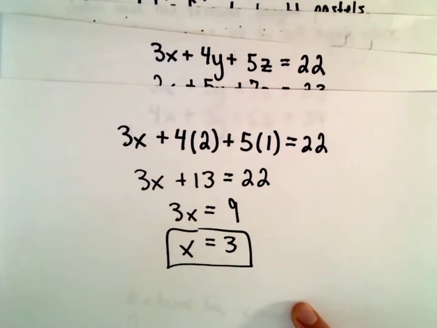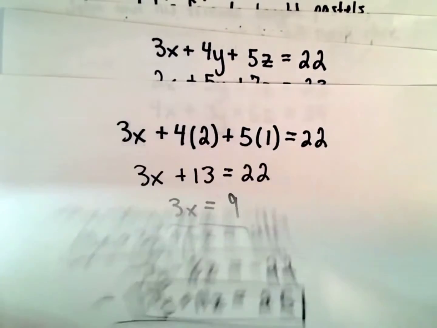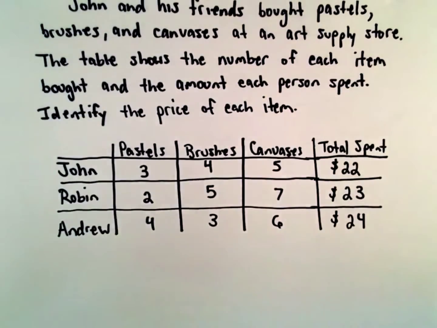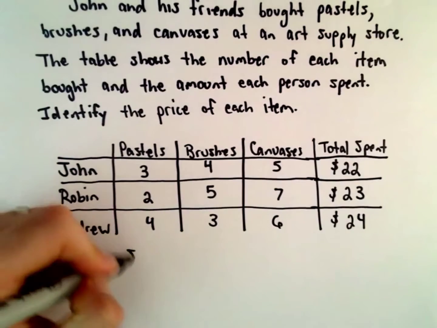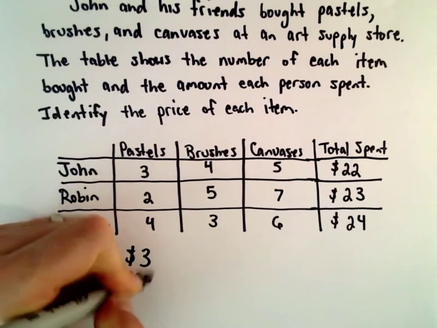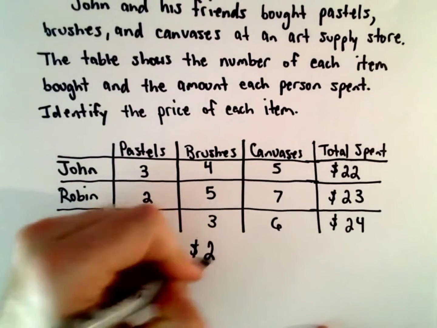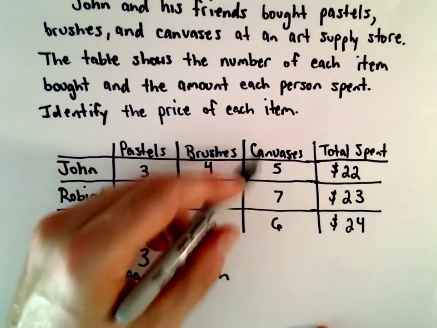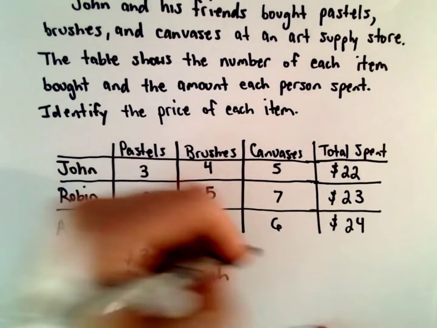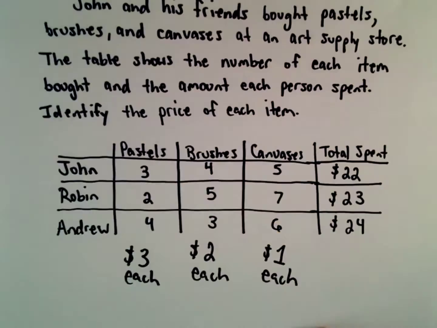So now we have the price for each item. It says pastels, which were X, were $3 each. The brushes, which were represented by Y, that'll be $2 each. And then the canvases, which were represented by Z, those will be $1. And now we already have the values of each variable.